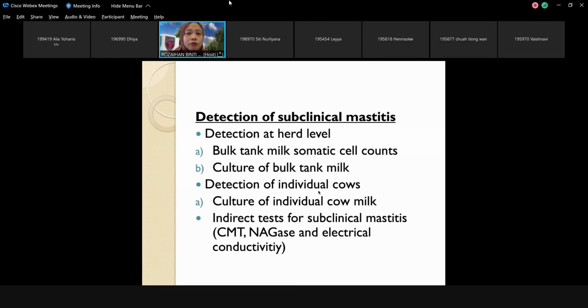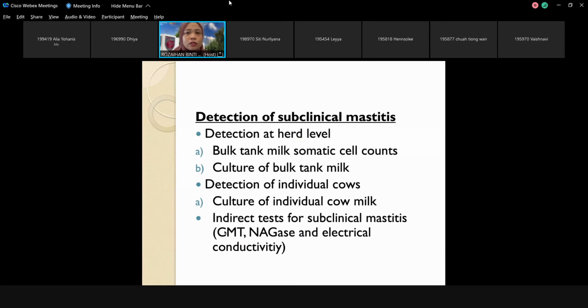Of course you can culture. There are also indirect tests. CMT, the California mastitis test, is very common. It's a cow side test, very easy, very inexpensive. You can just carry your CMT reagent and your CMT paddle everywhere. And once you detect, you can just perform CMT.